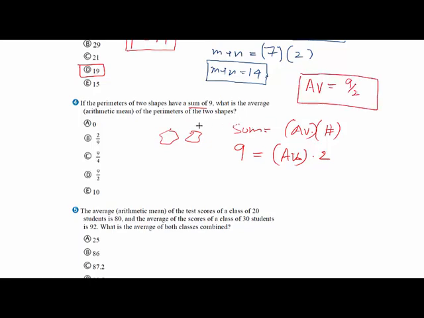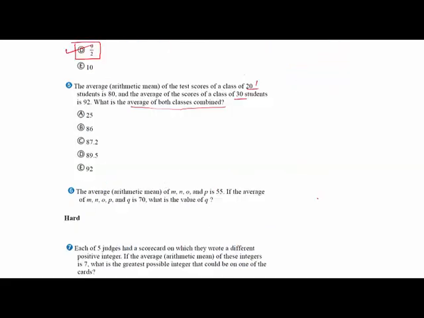And now the second thing is, what is the average of the parameters of the two shapes? Well, we have calculated that, right? We don't even need to see the question. We calculated that, the average of the parameters of the two shapes is 9 divided by 2, which we already did. So 9 divided by 2, option D is the right answer.